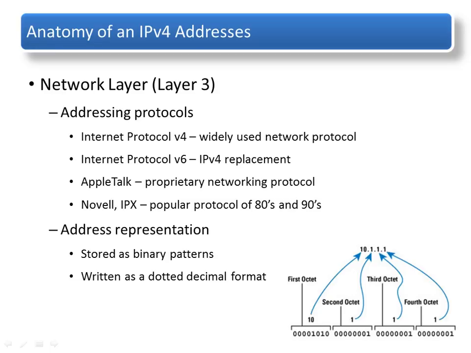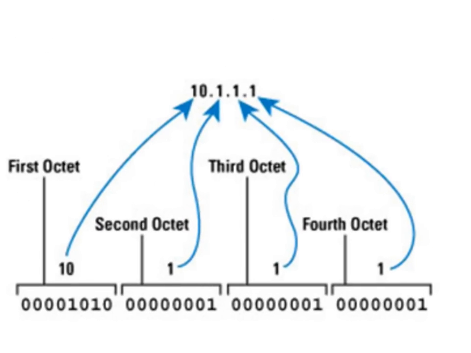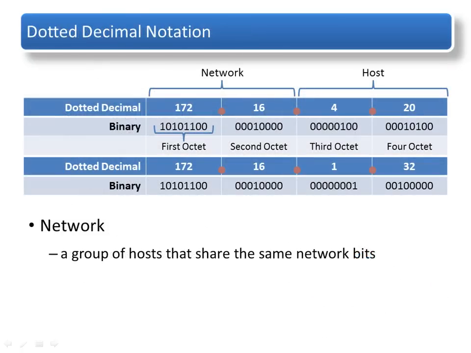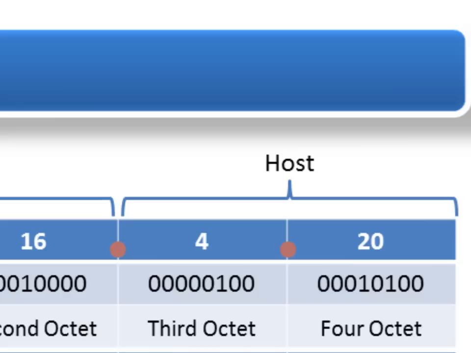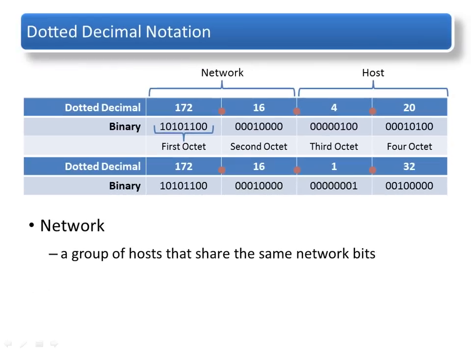Unfortunately, a string of 32 bits makes it hard to remember, write, or verbally communicate, hence the need for the dotted decimal notation. Representing IPv4 addresses as dotted decimal notation begins by separating the 32 bits of the address into bytes. Each byte of the binary pattern, called an octet, is separated with a dot. The bytes are then converted into a decimal number. We will discuss how to convert a binary number into decimal in another screencast. In this example, the IP address would be read as 172.16.4.20.